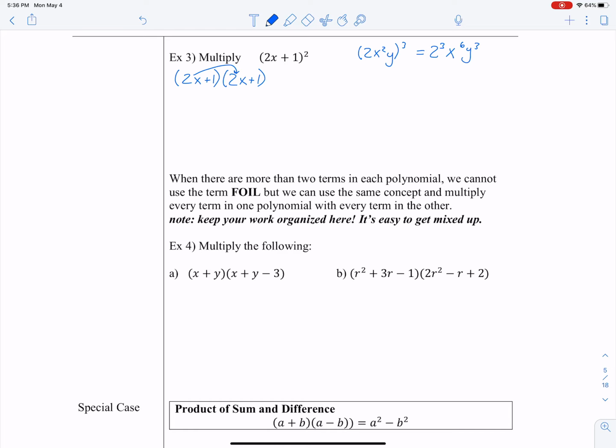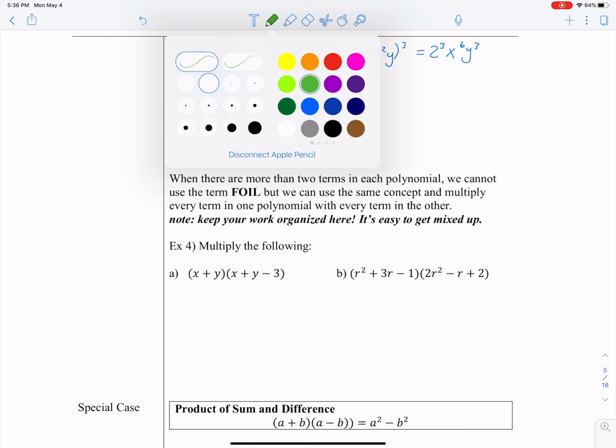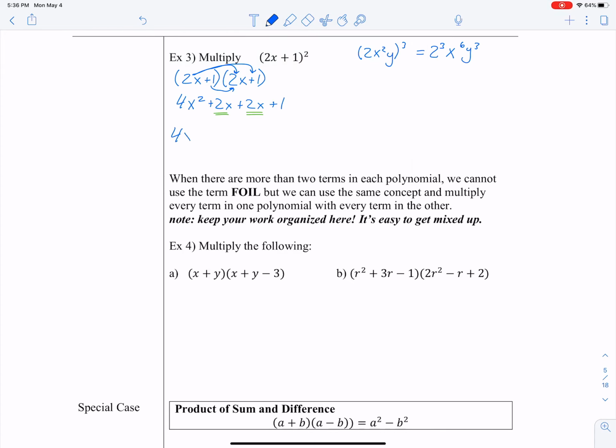So here, 2x times 2x gives us 4x squared. Then we do this one, 2x times 1 plus 2x. Then 1 times 2x plus 2x, 1 times 1 plus 1. We're going to combine like terms. So we get 4x squared plus 4x plus 1. So that's the final answer.